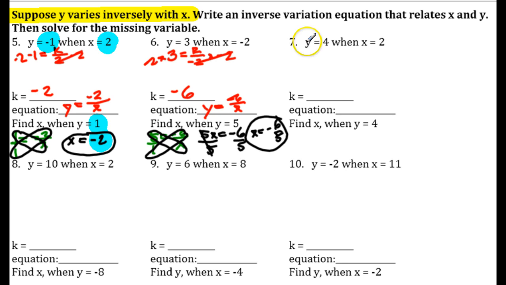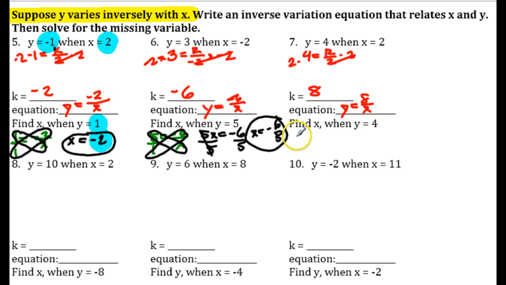So now number 7 says y equals 4 when x equals 2. So let's plug it in. Y equals k over x, and y is 4, and x is 2. So to get k by itself, we're going to do times 2 on both sides. K equals 2 times 4, which is 8. So now that we have our 8, we'll write the new equation, y equals 8 over x. That's changing with the constant of 8. And now that we have that, we're going to find x when y equals 4.